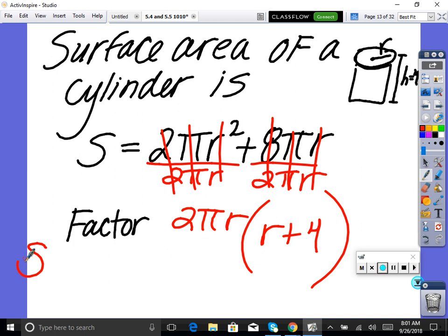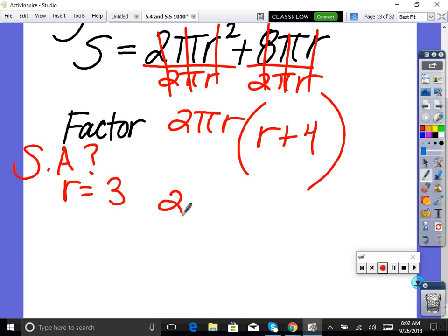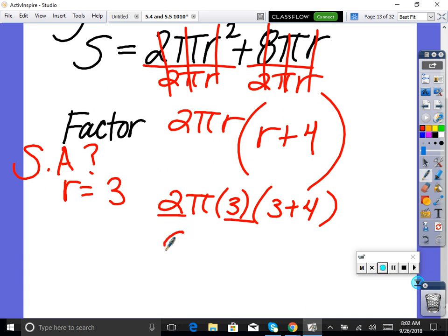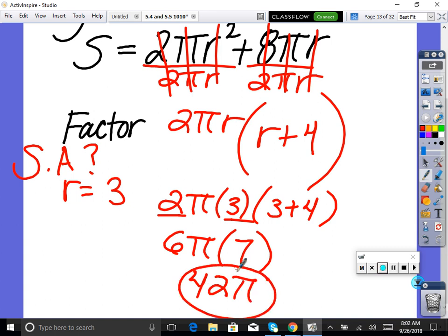Then you would say, if I said to you, great, now find the surface area when the radius is equal to 3. What would I do? Plug in 3 and calculate it, and leave your answer in terms of pi. So that's 2 times pi times 3, and then 3 plus 4. So 2 times 3 is 6 pi, and then we have a 7. So isn't that 42 pi? Right, everybody?